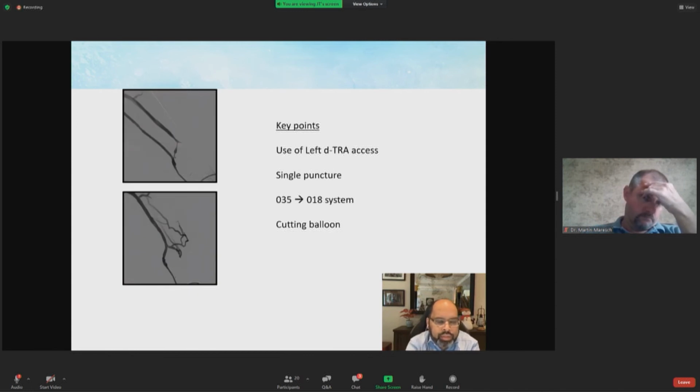The points are again very similar. The use of the left radial access on this occasion, single puncture, we were able to use the 035 and the 018 system, including a cutting balloon to get a good final result.